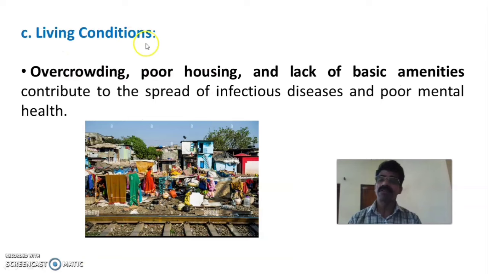The third factor is the living condition of the particular person or individual. That means overcrowding, poor housing and lack of basic facilities or amenities will directly contribute to the spread of infectious diseases and poor mental health of that particular group of people. Those who are living in overcrowded areas, those who are not following the standard of housing, that may lead to poor housing, and those who may not have adequate basic facilities, necessities and amenities, all will directly influence the health of the person. That may contribute to the spread of various infectious or communicable diseases, and moreover they may have poor mental health. All this may lead to negative outcomes in the health and well-being of the person. That is regarding living condition.